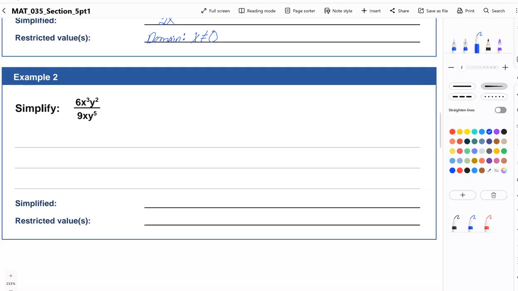Let's say we got the next one. We have 6x cubed y squared over 9xy to the 5th. And we want to simplify that. Even though I've got multiple variables, it's going to work the same way. 6 is the same thing as 2 times 3. X cubed is just really 3 x's multiplied together. Y squared is just 2 y's multiplied together. 9xy to the 5th is 3 times 3 times x times y 5 times.